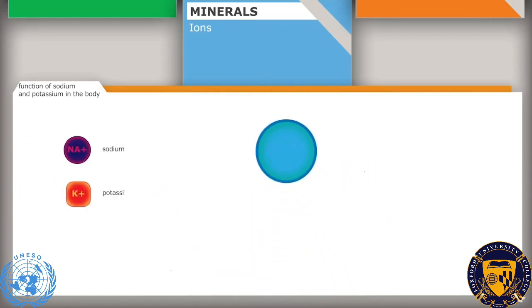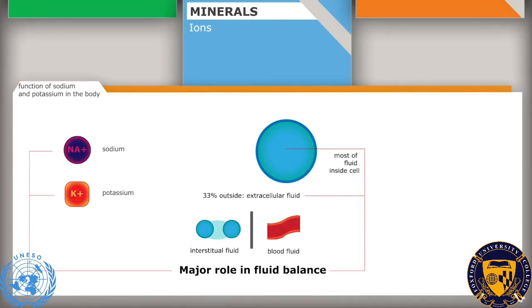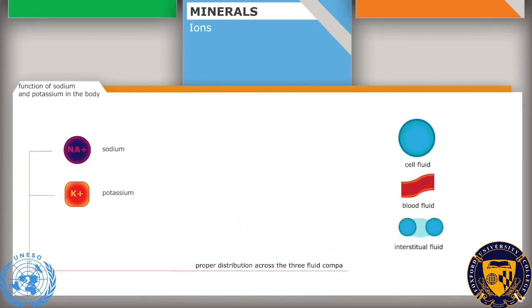Sodium and potassium have a major function in maintaining fluid balance. Most of the fluid in the body is present inside cells, but about 1/3 of the fluid in the body is present outside cells. This is called extracellular fluid and can be further divided into the fluid in between cells, interstitial fluid, and the fluid present in the blood. Sodium and potassium play an important role in making sure that fluid is properly distributed across the 3 fluid compartments.